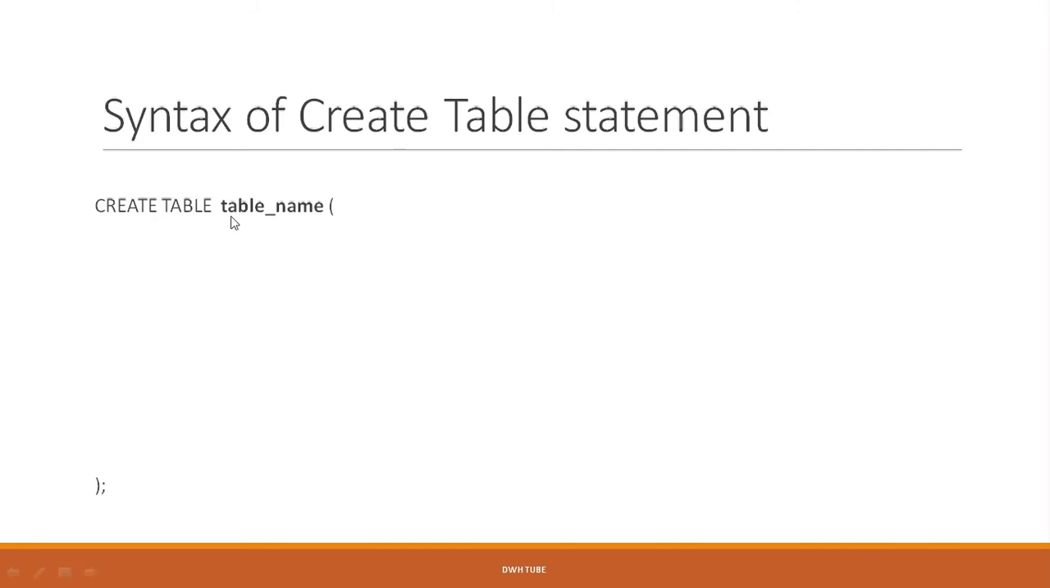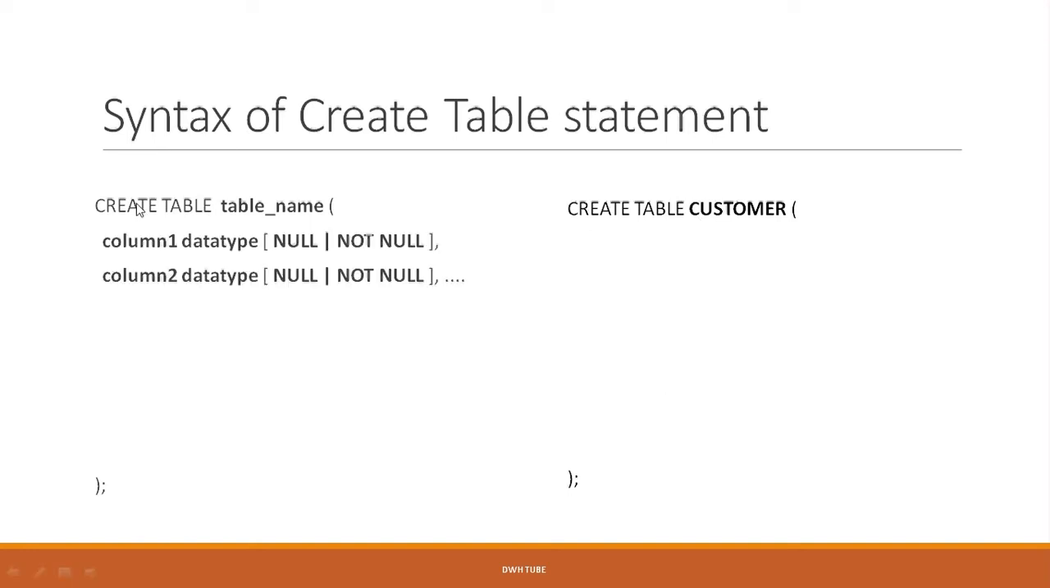It is something like create table and then the table name. If I take an example of customer information, where I want to store customer information in a table, I would give a table name something like customer. This will make sure that other users, when they come across a table such as customer, would be able to identify that it could contain customer information. So whenever we are creating a table, we should provide a meaningful name to that table.